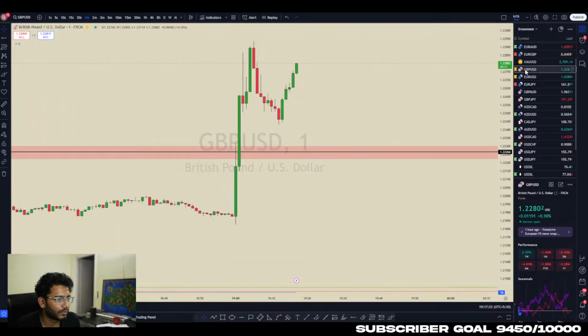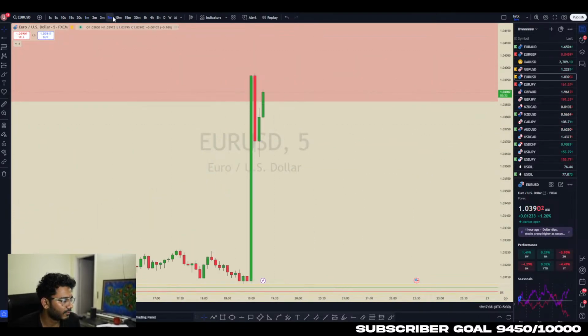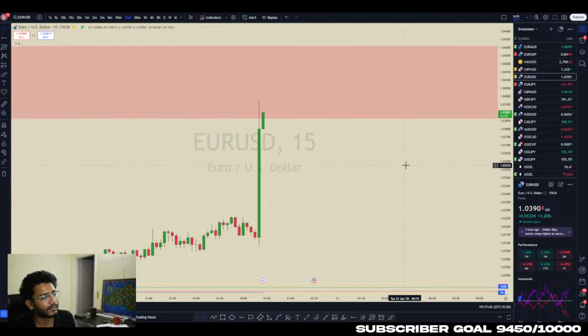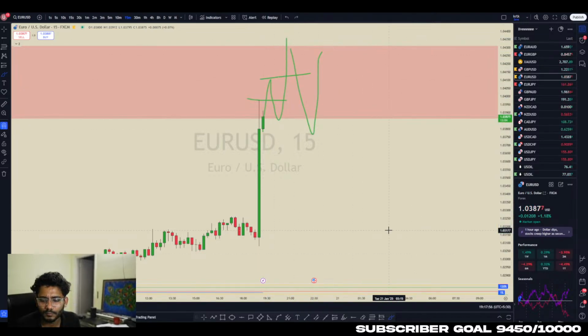Let's see on EU. So this is what I'm talking about. We have to wait for confirmation. Price will not directly give us a direct entry because there will be no V-shaped recovery like this. Price will always create liquidity and then it will be swept by a new low, and again it will be swept by a new low until and unless there is no liquidity left.